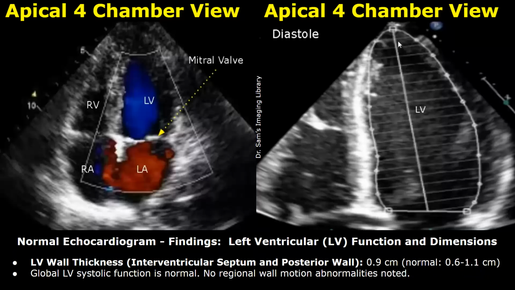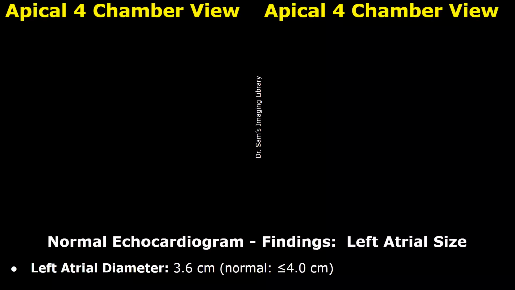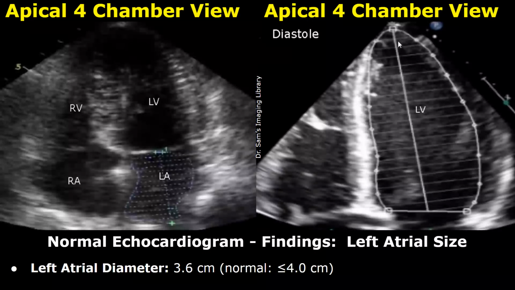Then you can write about left ventricle wall thickness, which includes the interventricular septum and the posterior wall. It is 0.9 centimeters, so it is within normal range. Global LV systolic function is normal. No regional wall motion abnormalities noted. After that, you can write about the left atrial size. The left atrial diameter is 3.6 centimeters and normally it is less than 4 centimeters.